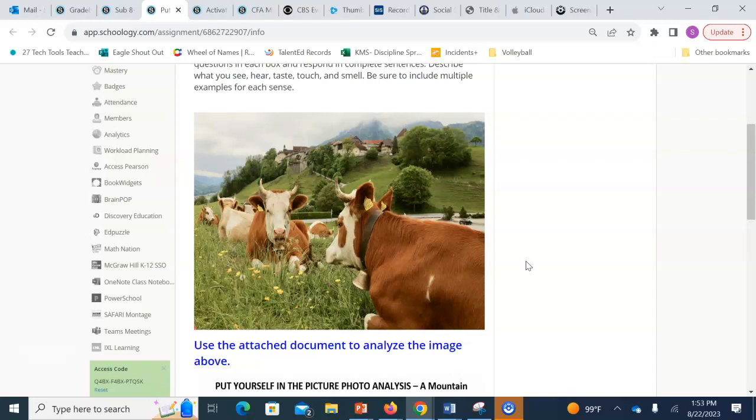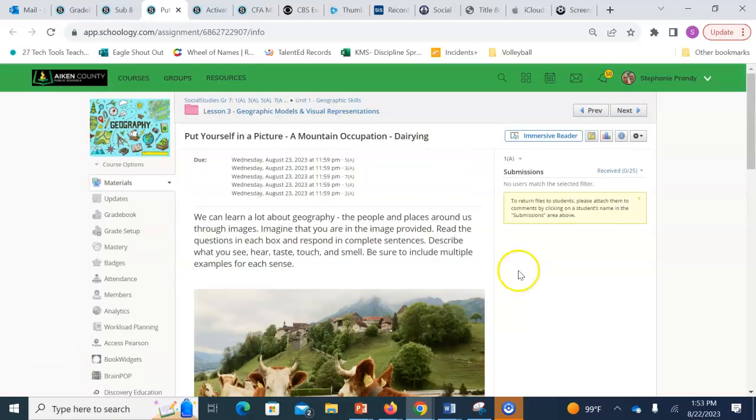File, save as, put it in your OneDrive, and then come up here and press your submit button and turn that Word document in. Okay, so this is Put Yourself in a Picture, a mountain occupation, dairying.